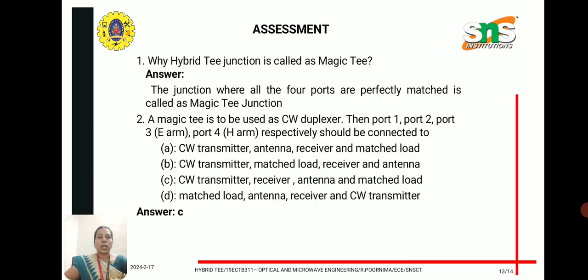And we can have a small assessment. Why is the hybrid junction called the magic T? Because the junction where all four ports are perfectly matched is called the magic T junction. And the second question: a magic T is to be used as a continuous wave duplexer. Port 1, port 2, port 3 and port 4 are respectively connected to what? The answer is continuous wave transmitter, receiver, antenna and matched load.